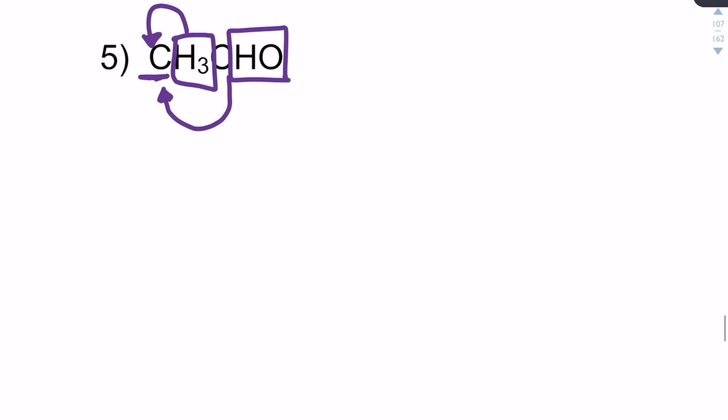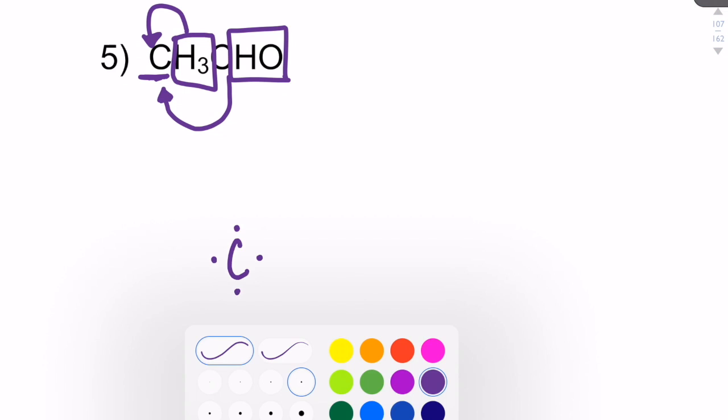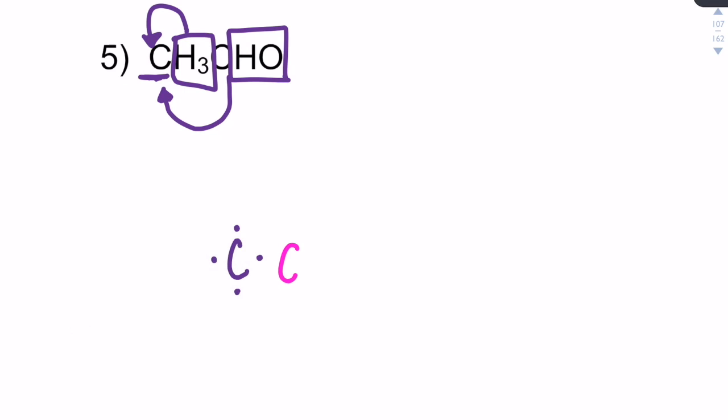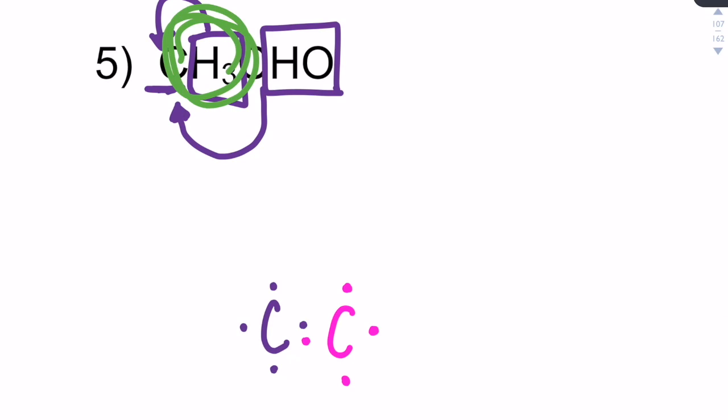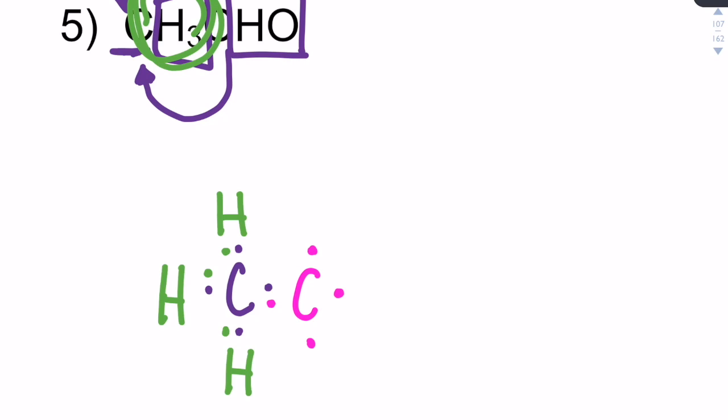So I'll again start with the 2 carbons. I'll put my electrons around the first carbon. I'll do my next carbon in a different color, like so, 2, 3, 4. And then I'll put my 3 hydrogens here around this carbon on the end. So 1, 2, 3. So that carbon has its 4 bonds. It's got its 8 valence electrons now. It is good. So now we need to deal with this other carbon.